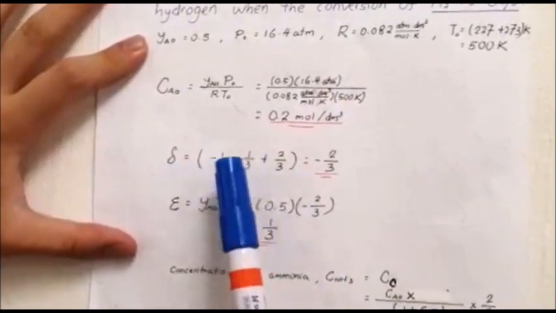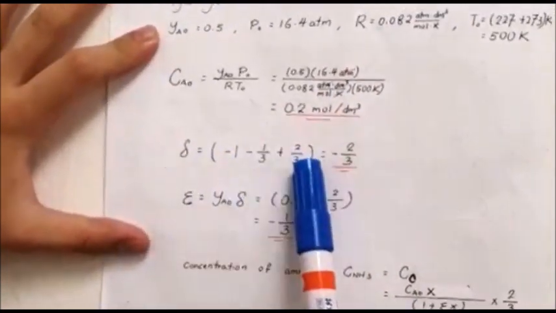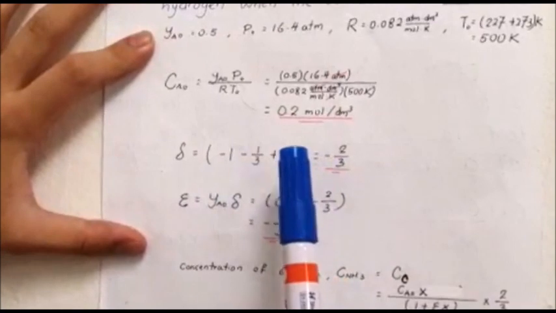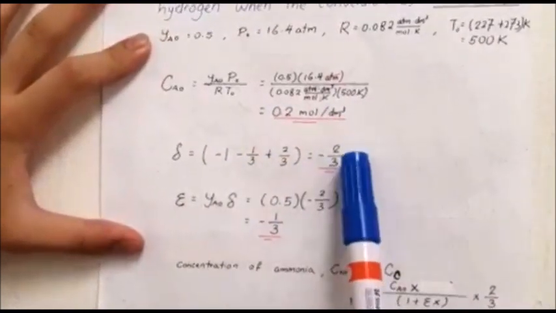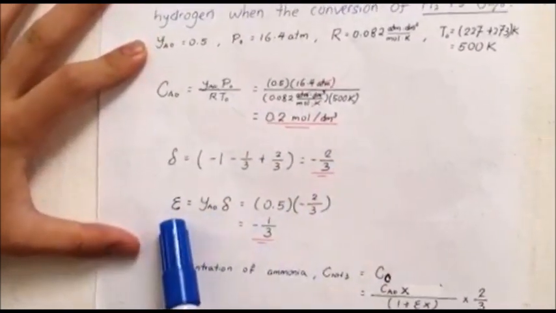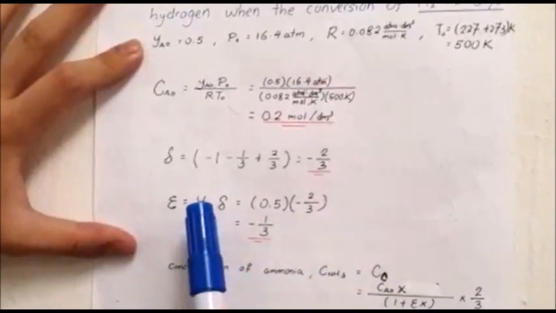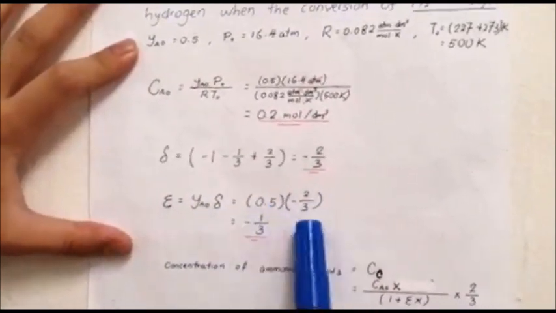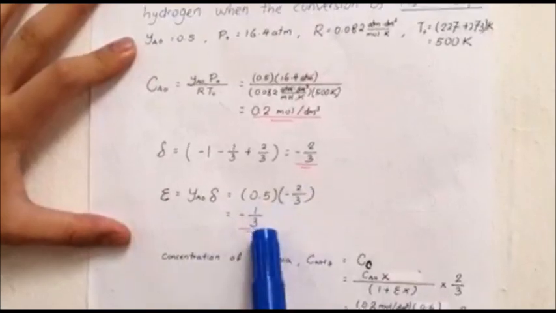Now for delta, it is simply the stoichiometry of the product minus the reactant. So we substitute the stoichiometry and we get negative 2/3. How about the epsilon? It is simply the multiplication of YA0 and delta, so we multiply and we get the final answer, negative 1/3.